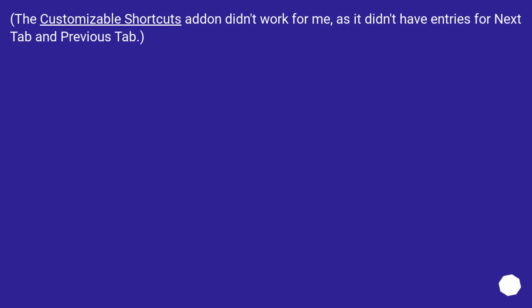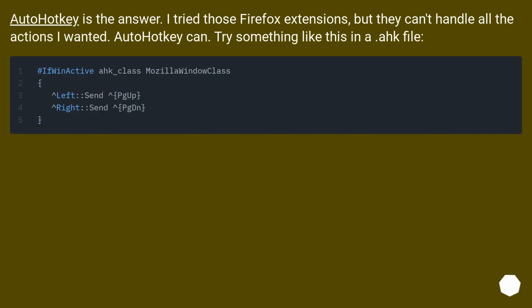The Customizable Shortcuts add-on didn't work for me, as it didn't have entries for next tab and previous tab. AutoHotkey is the answer. I tried those Firefox extensions, but they can't handle all the actions I wanted. AutoHotkey can. Try something like this in an .ahk file.